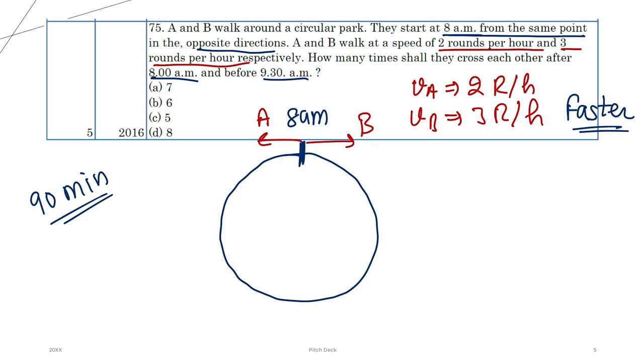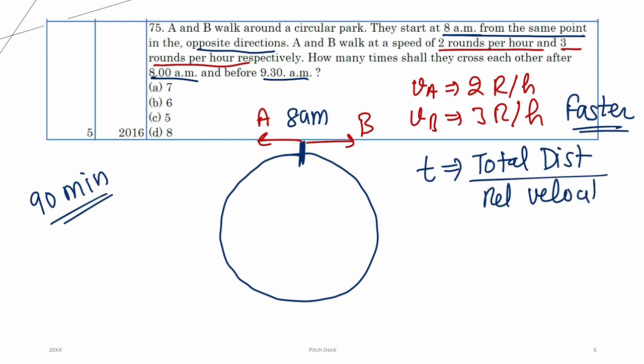Let's start. As we have already seen in the last video, they are going to meet for the first time when? If you check the last video, this is what we have done. Time is total distance of the track, or circumference of the track, divided by the relative velocity. Relative velocity.